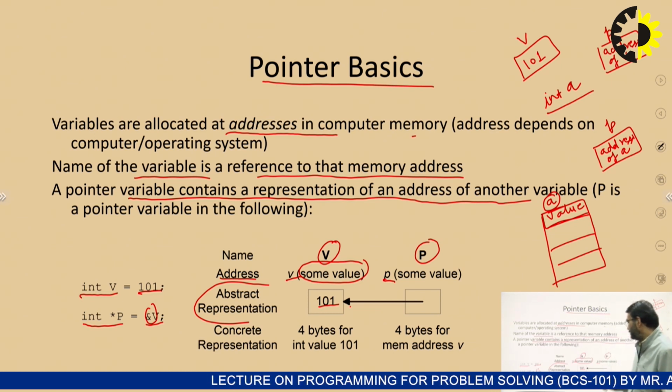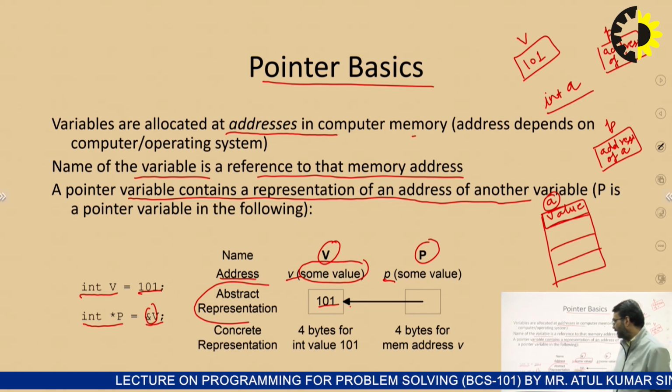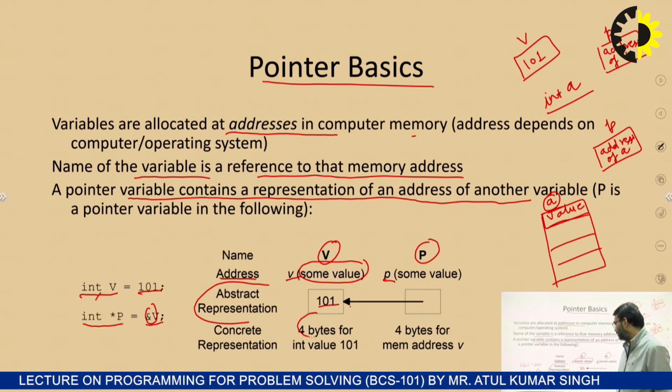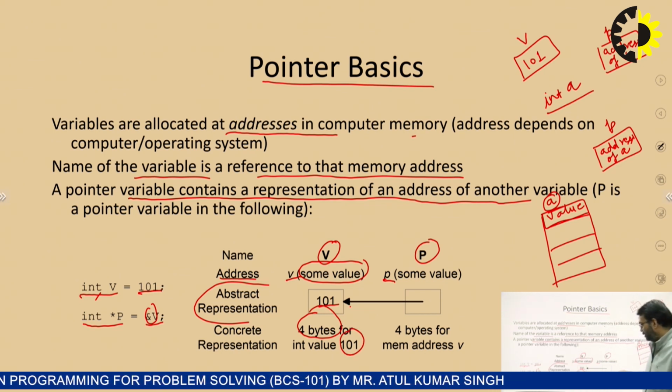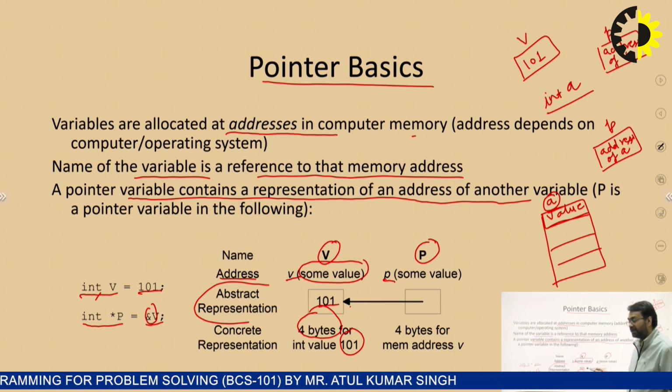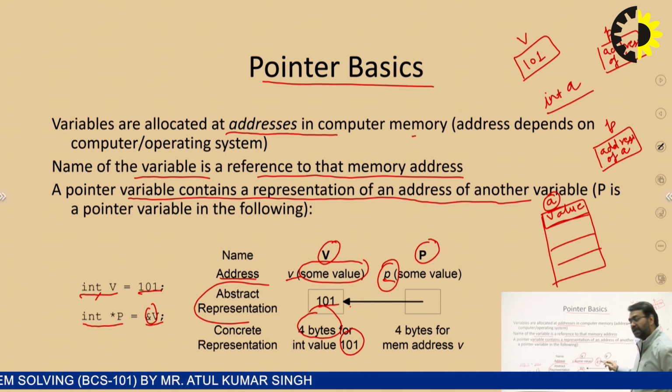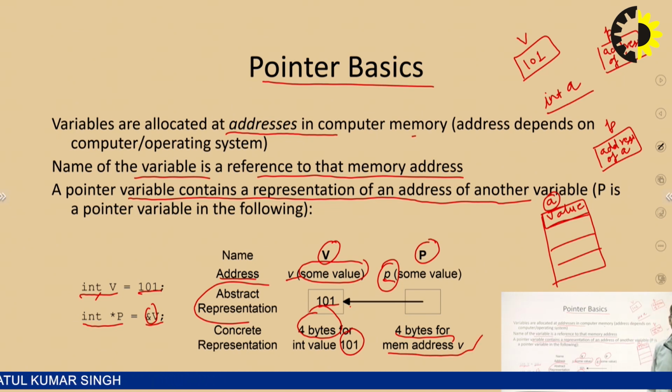Concrete representation means how many bytes it will take to store the value. Here we are declaring an integer, so it takes 4 bytes for containing the value 101. Because it contains the address of an integer type variable, the data type of that pointer will also be integer. So it also uses 4 bytes for the memory address of v. So these are the basics of pointers.